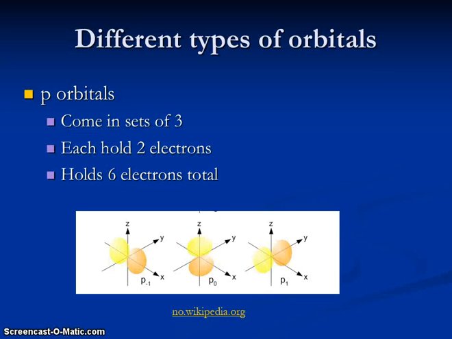So make sure you get this information down. P orbitals come in sets of 3. Each can hold 2 electrons. Total, you get 6 electrons. And if you add all the 3 p's together, you get a sphere. So let's go on to the next type of orbital.